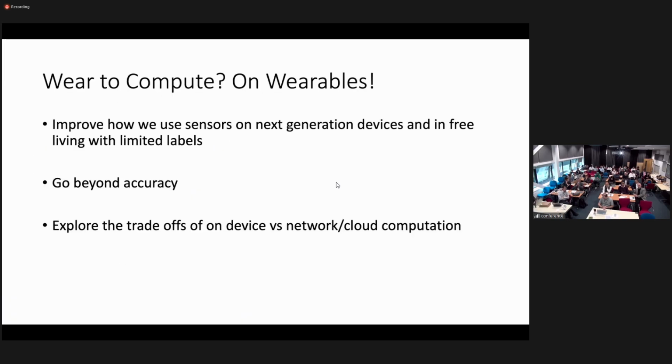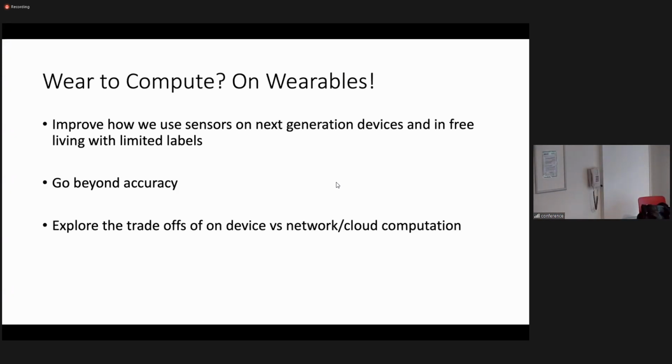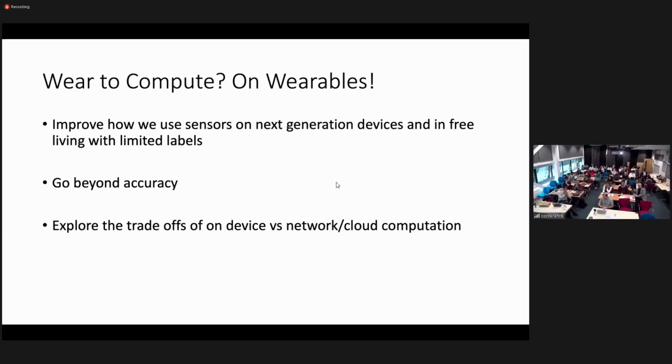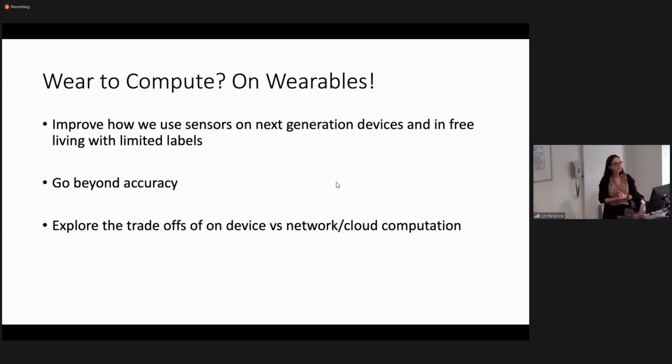And I think I'll rather stop here after I tell you what we have talked about. So I think we need to improve the way in which we use sensors on a new generation of devices and in free living environments with limited labels. We need to improve all those models and those sensors. We need to go beyond accuracy because if we want to use it for behavior and health, it's very important. And we do need to talk about on-device and system and network performance, so the efficiency of the system, especially because some of these devices are becoming smaller and smaller.